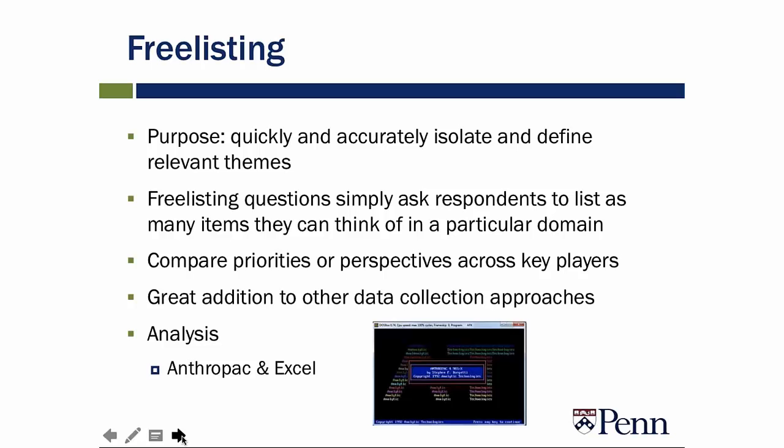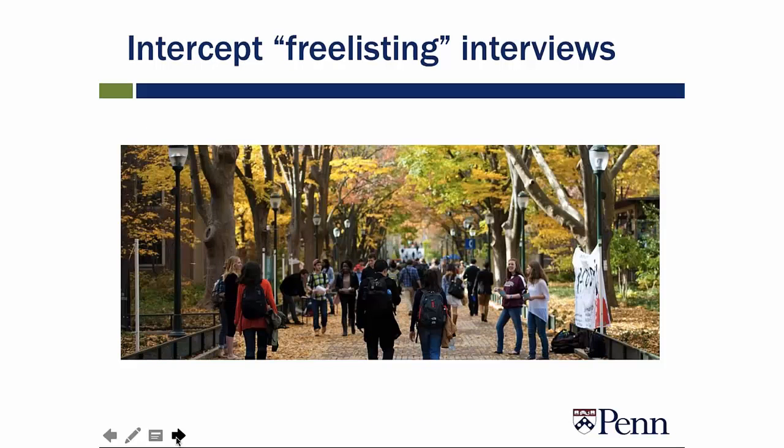So free listing is another anthropological technique that can quickly help us get a better understanding of a phenomenon. So each student runs out and interviews five other students that they touch base with someplace on campus to get a sense of what this phenomenon means. So they just ask them basically to give a list of words that come to mind when they think about fear and safety. And we use another software package called AnthroPac to analyze that list.